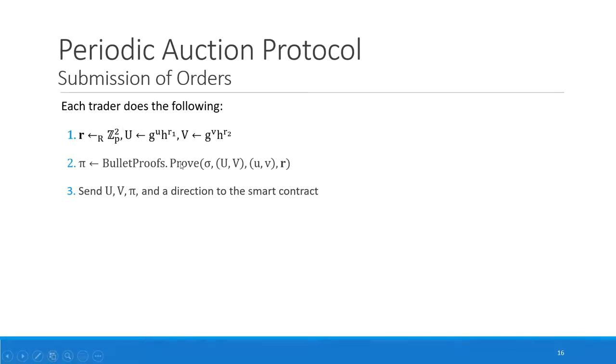Then we want to ensure that these values are within a certain range for our protocol to work. So the trader is going to utilize the aggregation feature of Bulletproofs to produce a single proof for these two commitments, U and V. Then the trader will send the order, which consists of the unit price commitment, the volume commitment, the proof from Bulletproofs, and direction, where it specifies whether this is a sell or buy order.